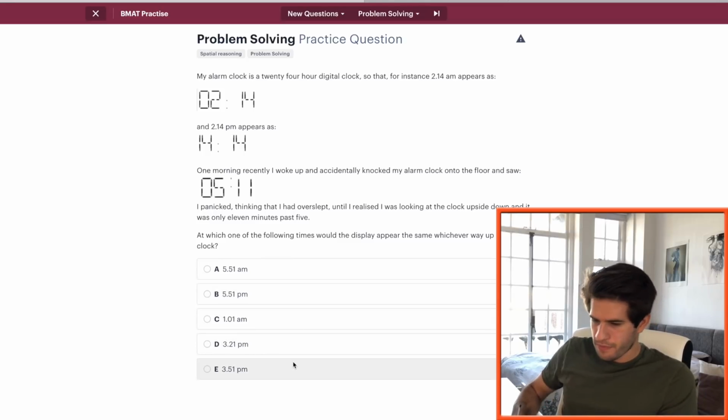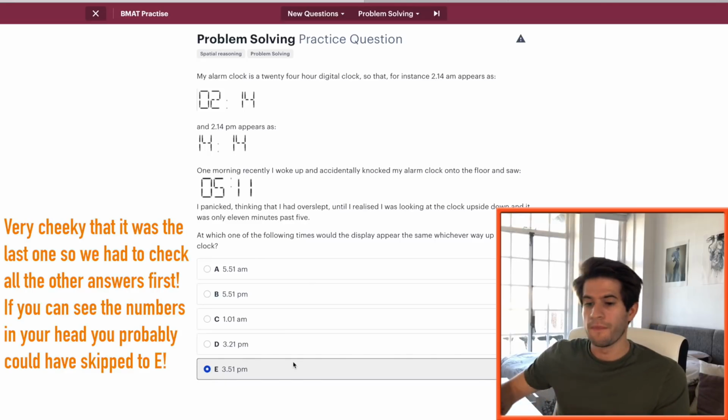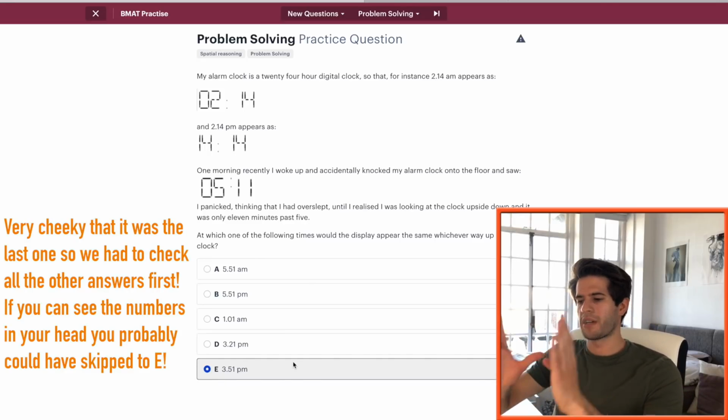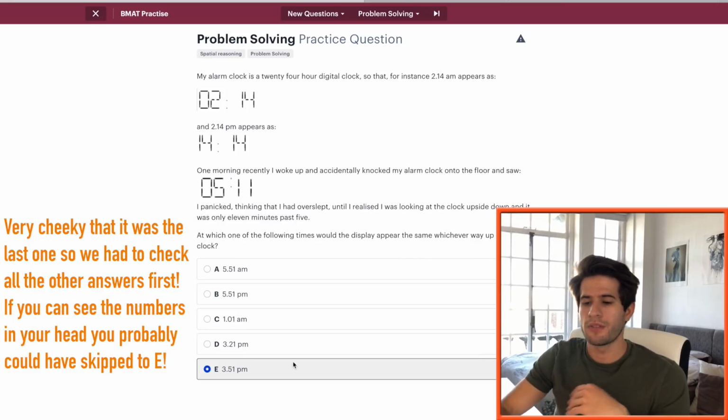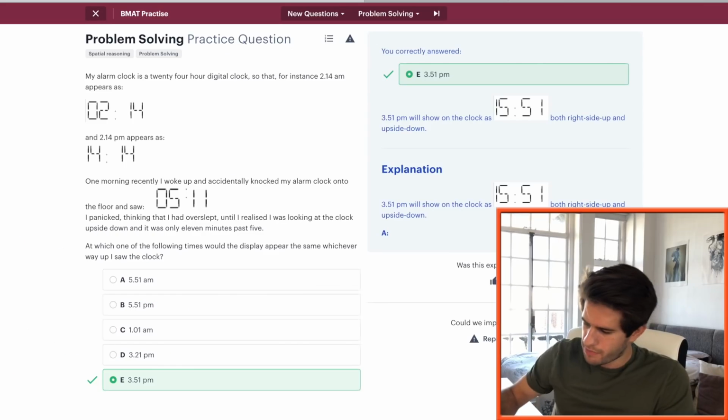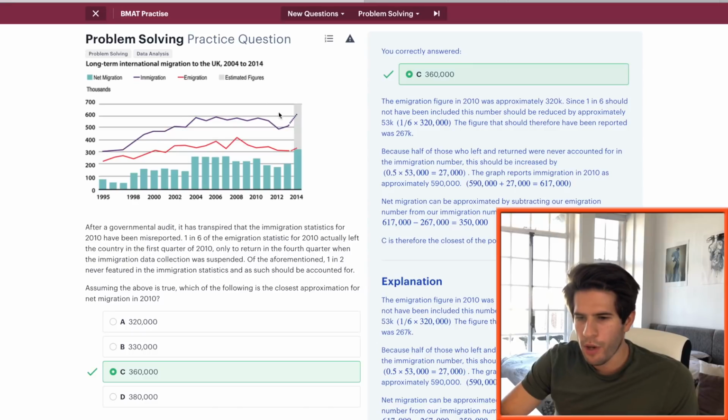3:51 p.m. would be 1551, which upside down would be 1551, so it's E. So just write out each one of these alarm clocks the right side up and then flip your piece of paper upside down to see what it would look like upside down. Awesome.